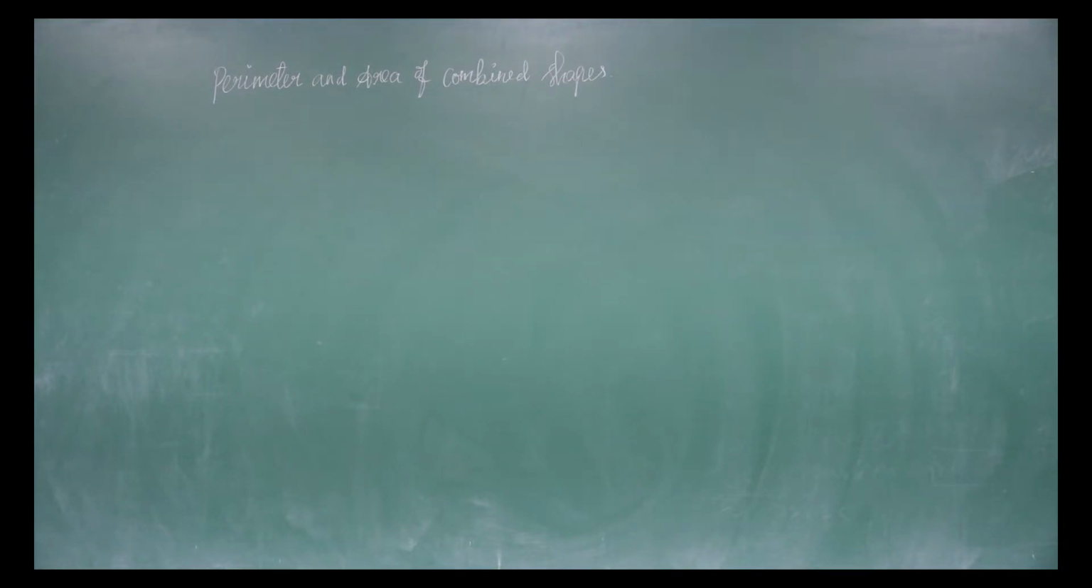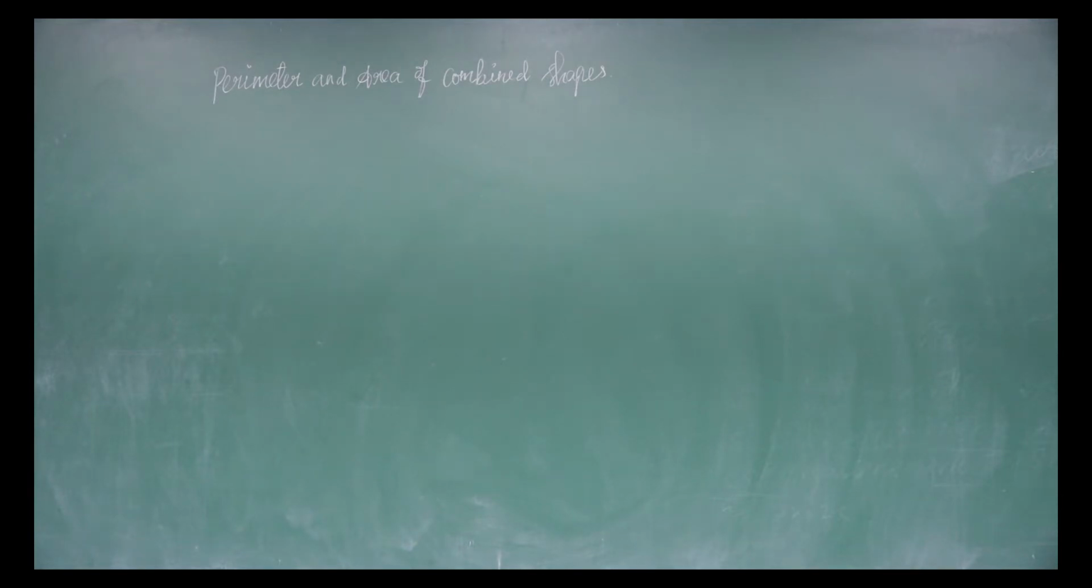Today our topic is perimeter and area of combined shapes. First of all, a combined shape is a combination of several closed shapes. The perimeter is calculated by adding all the outer sides, that means the boundaries of the combined shape.